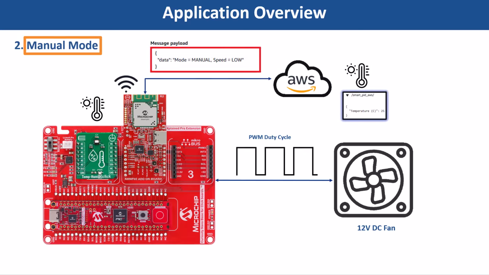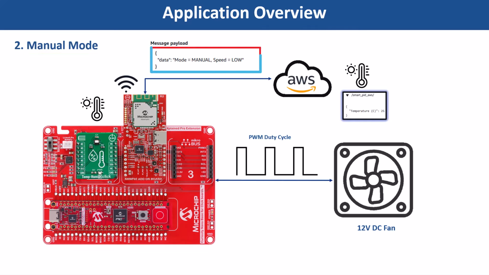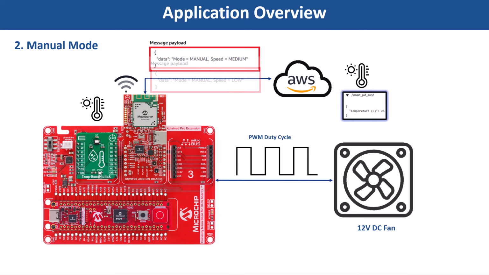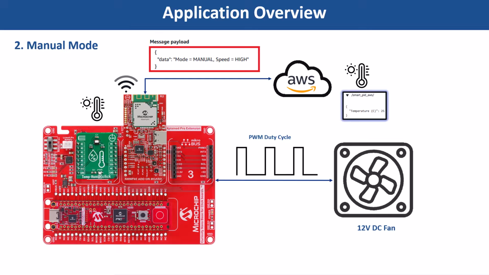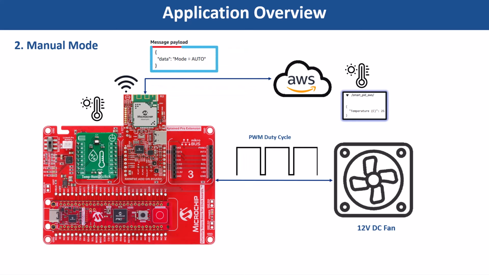In manual mode, the user can override the automated control and directly set the fan speed. 3 levels of speeds are available: low, medium, and high. The transition between automatic and manual modes is managed through the message payload sent via AWS, giving the user full flexibility on operation and control.